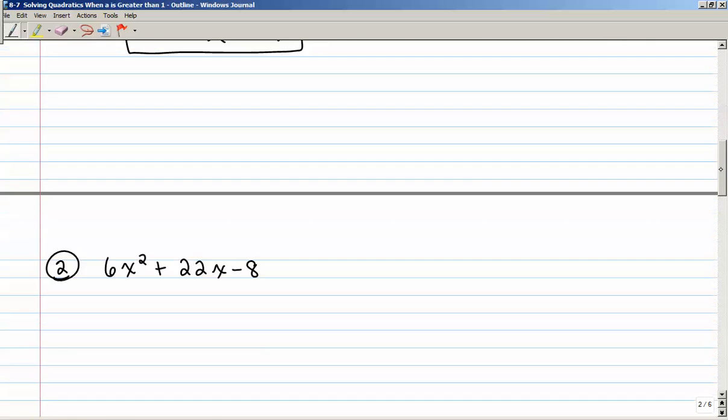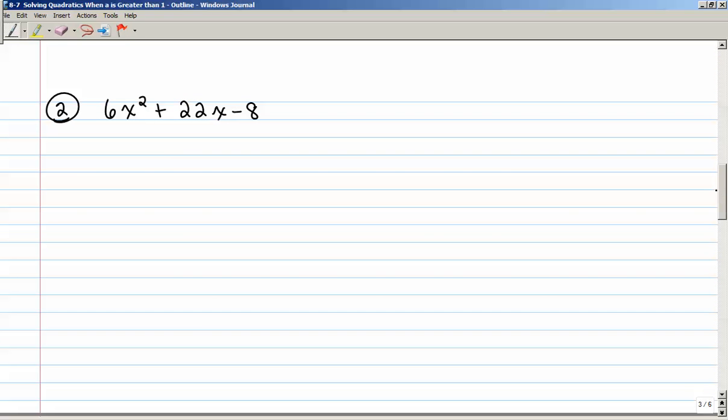Let's take a look at another example. Here I have 6x squared plus 22x minus 8. Well, the first thing that jumps out at me with this problem is that all of those coefficients have a common factor of 2. So the first thing I'm going to do is factor a 2 out of each of those. So 3x squared plus 11x minus 4.